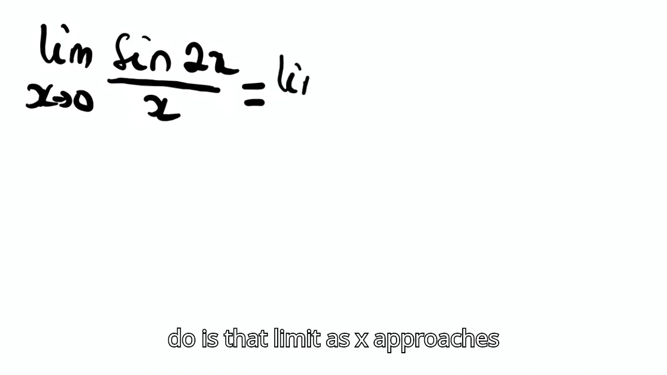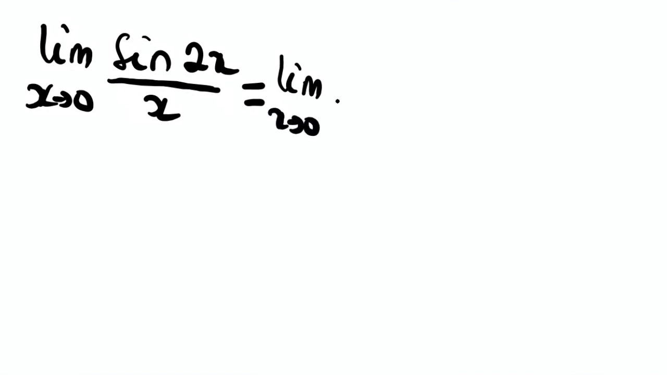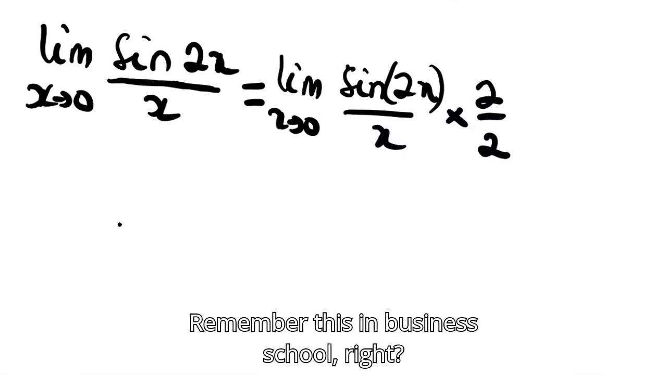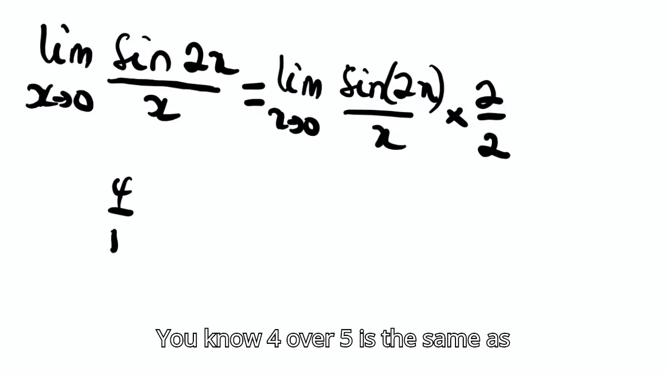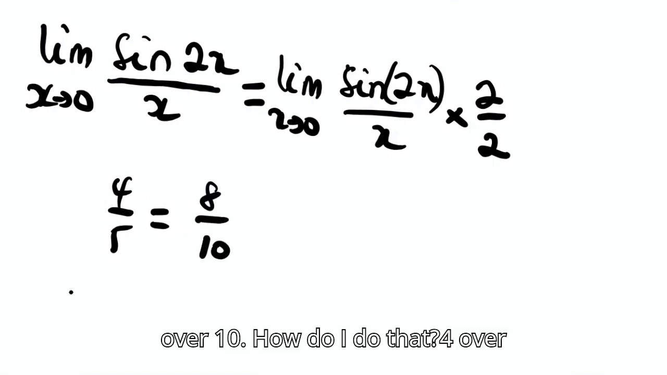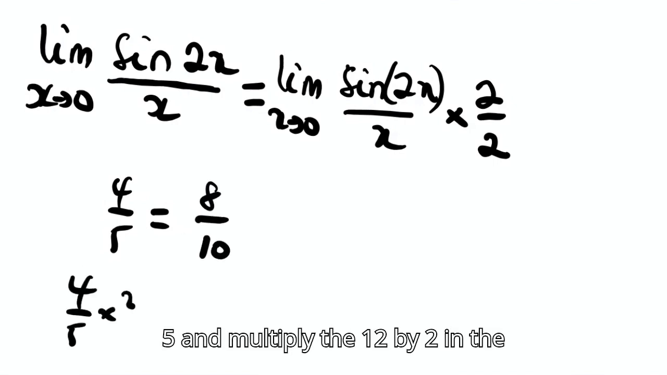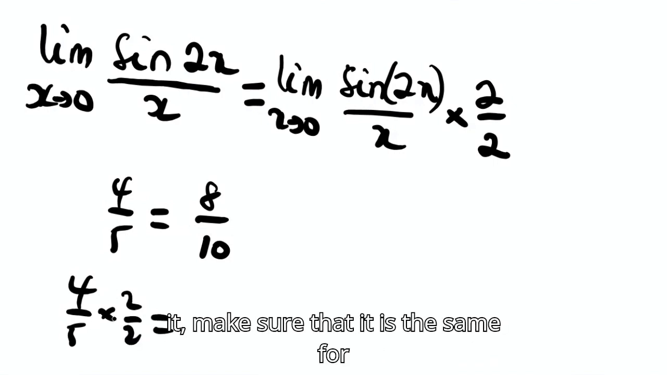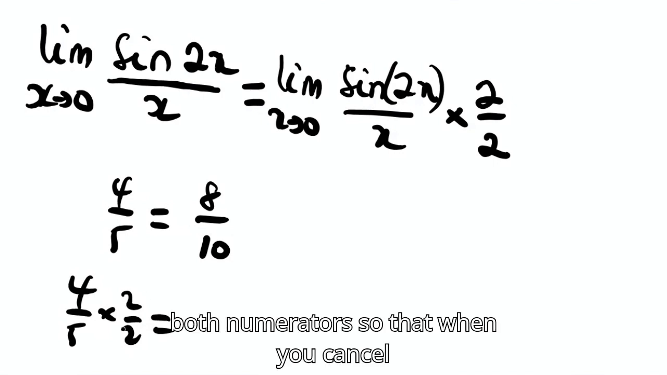So what I'm going to do is the limit as x approaches 0 of sine 2x over x. But because I want to multiply the bottom by 2, I'll bring this fraction. Remember this in basic school: 4 over 5 is the same as 8 over 10. How do I do that? 4 over 5, I multiply the top by 2 and the denominator by 2. Whatever factor you use to augment it, make sure it is the same for both numerator and denominator, so that when you cancel back, you get back your result.